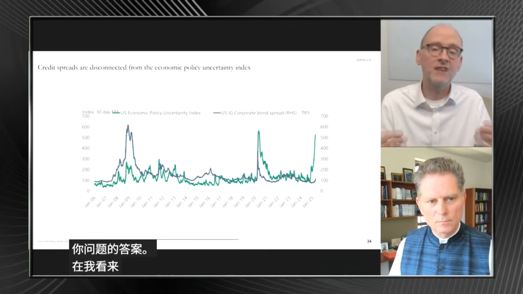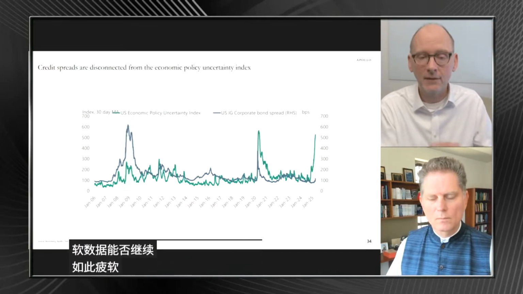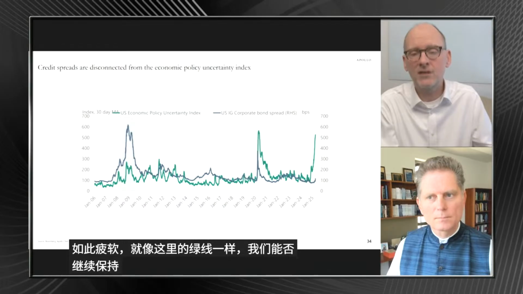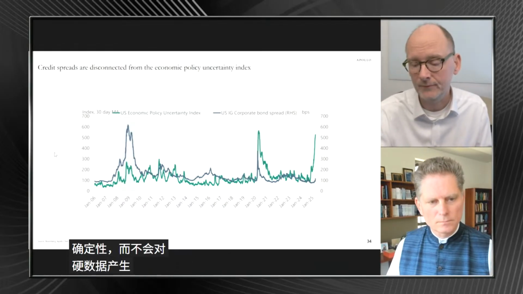We are literally at an inflection point, in my view, between can the soft data continue to be so weak, as the green line here? Can we continue to have this extreme level of uncertainty without any impact on the hard data?